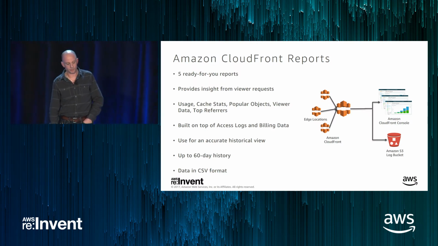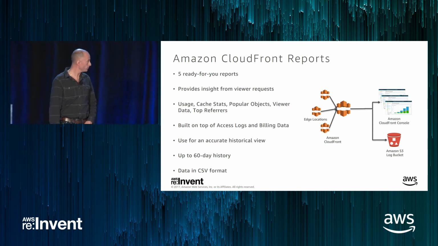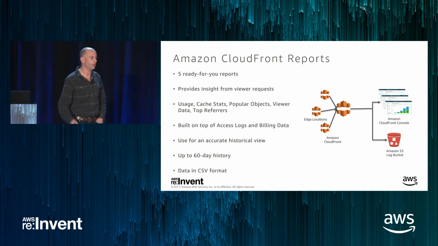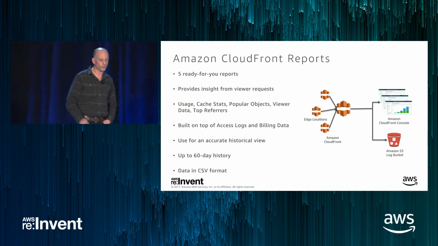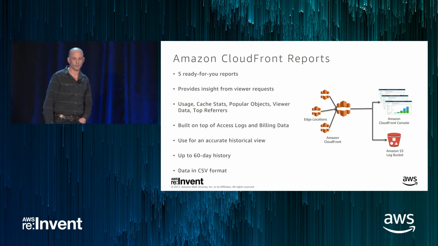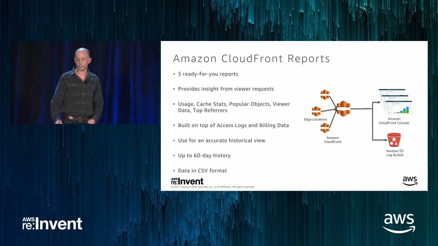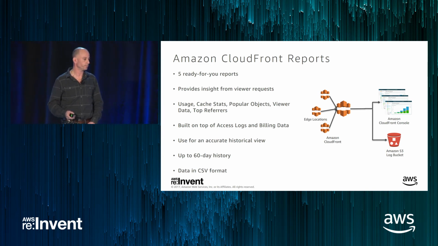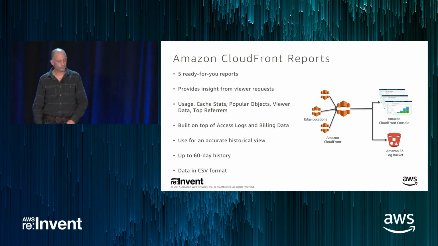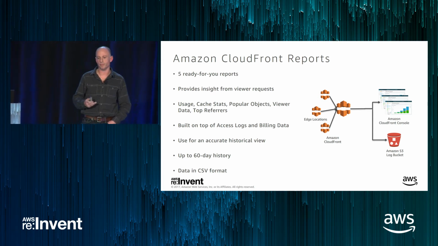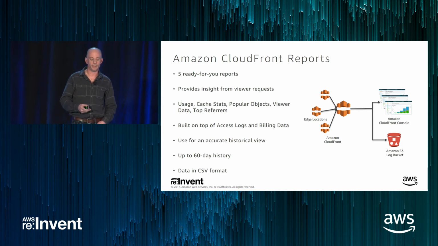So out of the box, Amazon CloudFront provides 5 reports for you. These reports are designed to provide some insight into the viewer requests that are landing on our edge locations and are intended for your application or your service. 4 of these reports are based directly off of the access logs themselves. The access logs are the raw data. The 5th report, the usage report, actually shares a data source with the AWS usage report that can be found in the billing console. The access logs are generally available to you in your S3 bucket about 10 to 15 minutes after the request lands on an edge location.